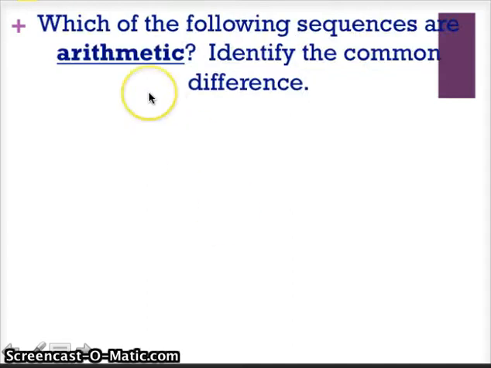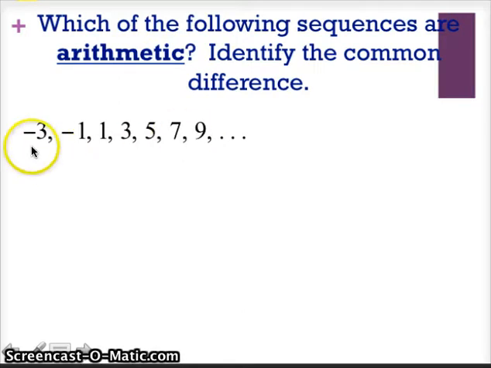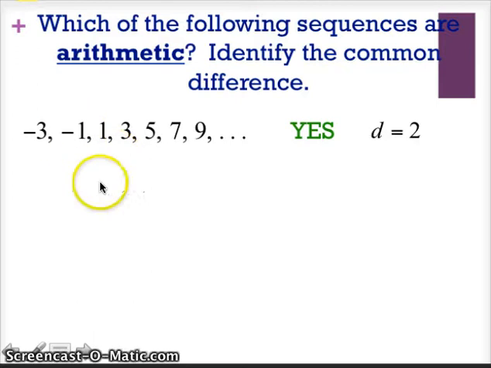So let's see if we can identify which of the following sequences are arithmetic. And if they are arithmetic, we'll see if we can find the common difference. Okay, when we look at this sequence, it looks like the numbers are going up. They're going up from -3 to -1, then from -1 to 1, and from 1 to 3. If we subtract these, we can see that each time it's going up by 2. So since it's going up by 2, yes, this sequence is arithmetic, and the common difference is 2.